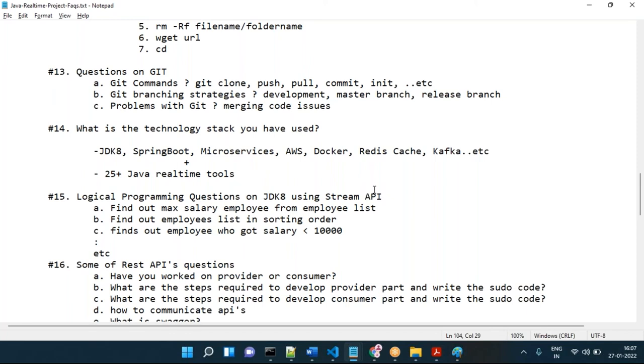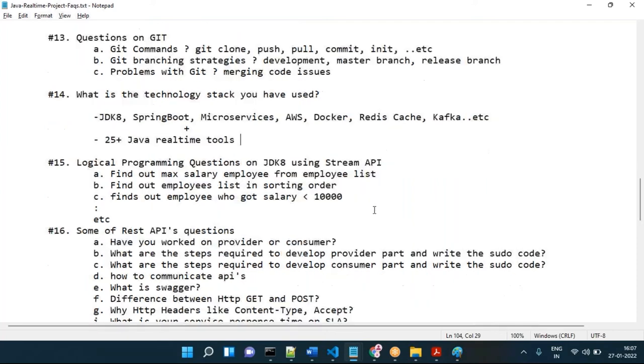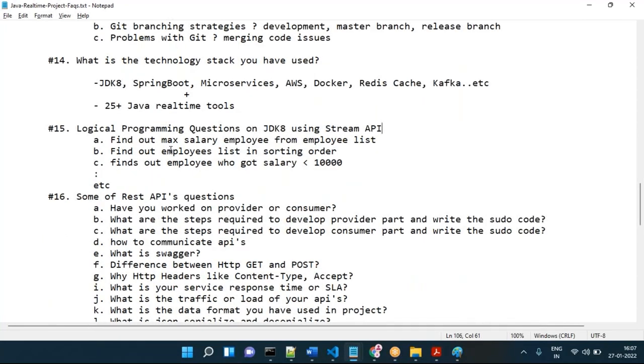These days interviews are crazy about asking coding questions and programming logical questions, especially on JDK 8 using stream APIs. They would be asking, hey, find the maximum salary employee from the employee list using stream APIs. Simple, team. In the stream API you have a method called max. How to sort the employee list? This is also simple. You have a method called sorted. Stream API, everything is easy, team.